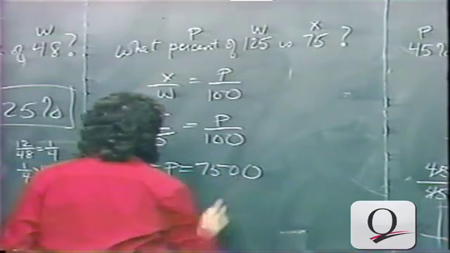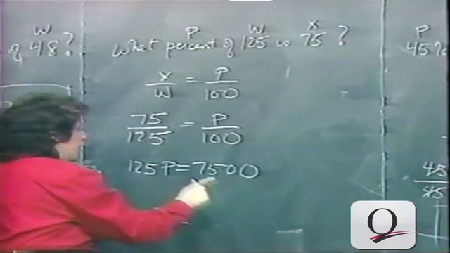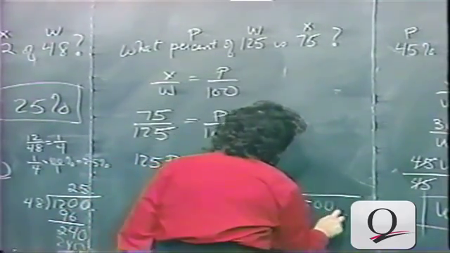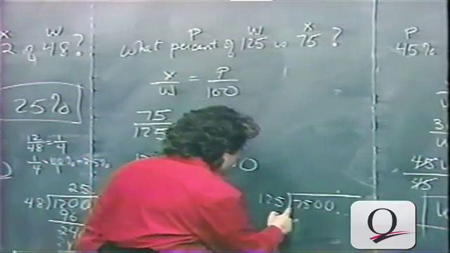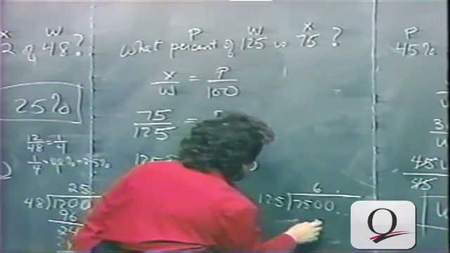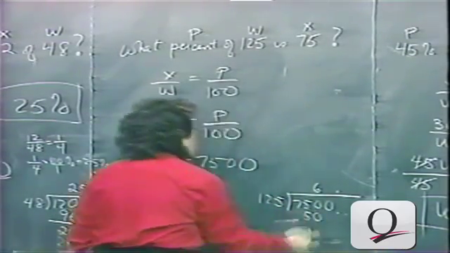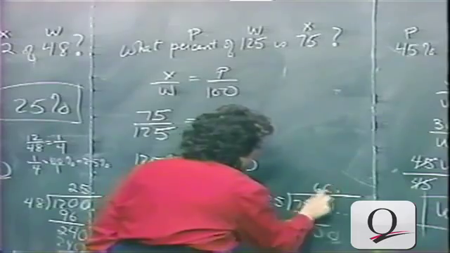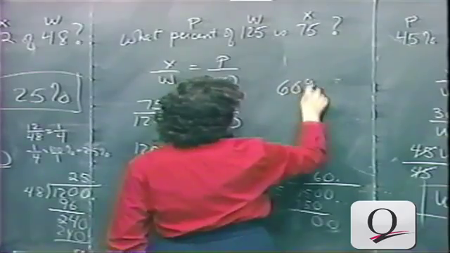125p is 7,500. If 125 times something is 7,500, we have to divide 125 into 7,500 to get the answer. 125 doesn't go into 7,500. Into 750 it goes 6 times. 6 times 5 is 30. 2 times 6 is 12, and 3 is 15. 1 times 6 and 1 is 7. And 125 into 0 goes 0, so the answer is 60 parts in 100, or 60%.